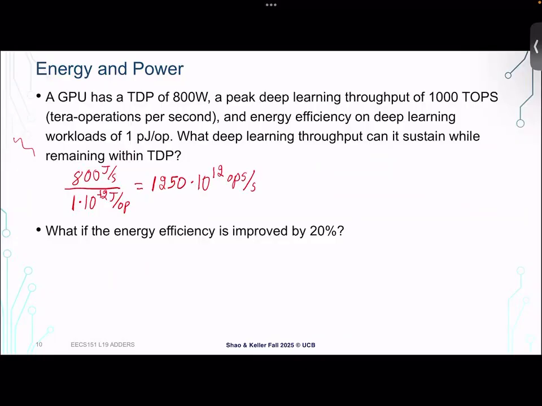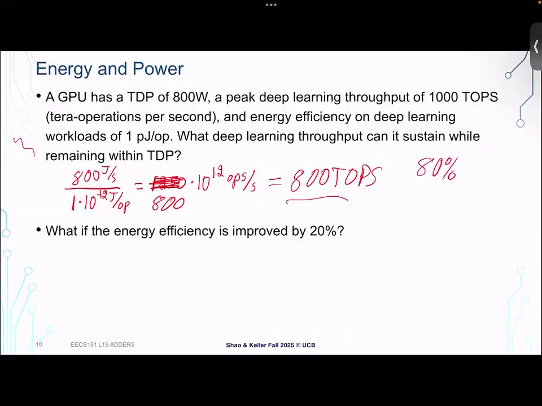Oh, I'm sorry. Yeah, try that again. 800 times 10 to the 12th ops per second, right? Sorry. And so 10 to the 12th is tera ops, tops. So we get 800 tops. So this is saying that in 800 watts, we can only fit 800 tops of compute in this energy efficiency. So you note that this is only 80% of peak, right?